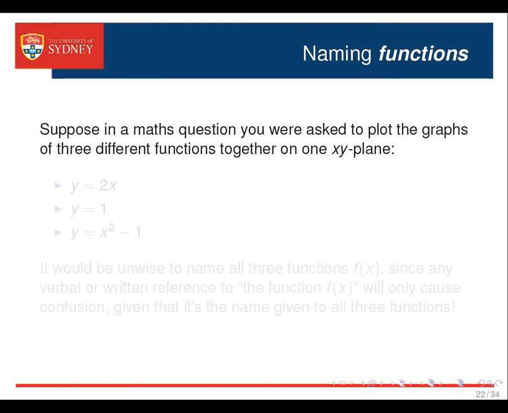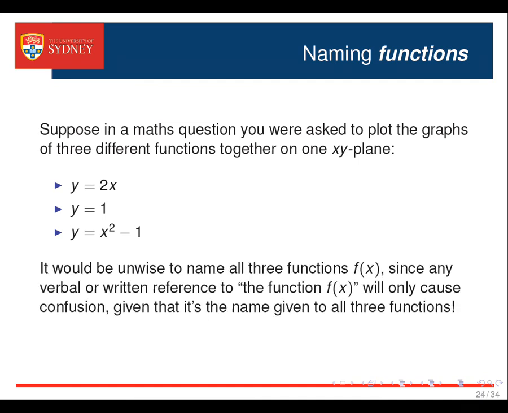On the topic of naming conventions, just like how it's convenient to refer to your friend Chris rather than Christopher all the time, it's convenient to refer to a function simply as f of x rather than stating out the full formula. However, this can be problematic if there are several functions in the scene. For instance, suppose in a maths question, you're asked to plot the graphs of 3 different functions together on the same plane. Say the functions y equals 2x, y equals 1, and y equals x squared minus 1. Then it would be somewhat unwise to call all 3 functions f of x, since then it wouldn't be clear which function one will be referring to when they speak of the function f of x. So how can we be more specific?